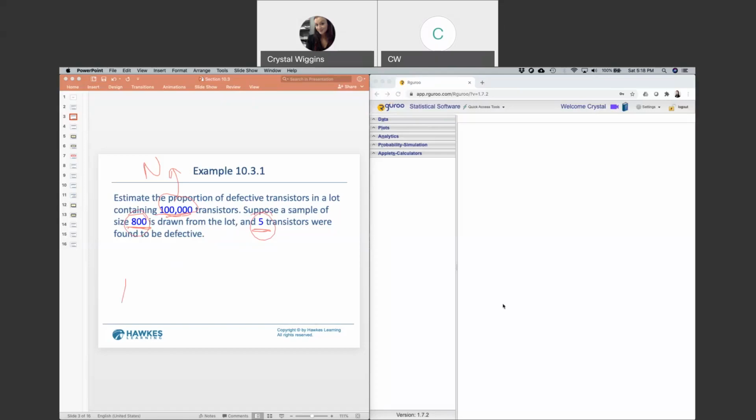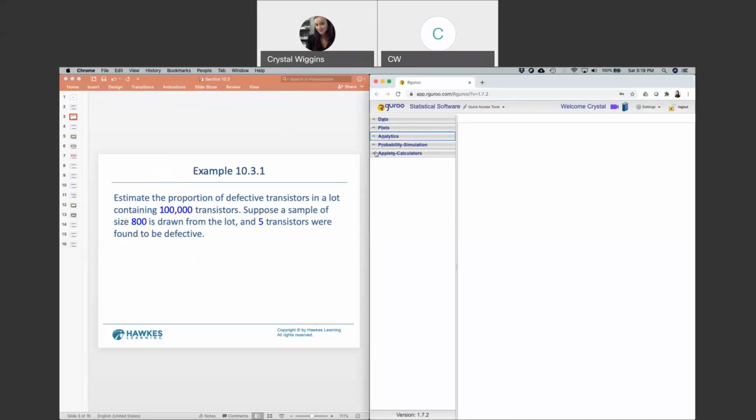So what we can do is calculate p hat, the sample proportion, where x, the count of defective, is five, and little n is the size of the sample. So we divide 5 by 800. I found that there's actually a calculator in our Rguroo that we can use, but I apparently can't annotate and use my calculator at the same time, so let me take this off and show you.